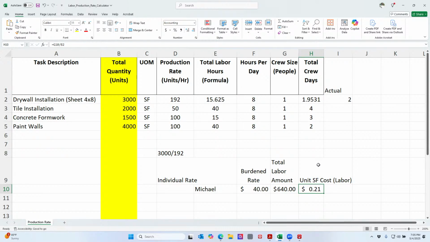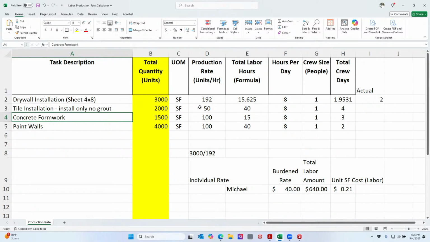All right, really simple. Okay, so let's take tile. I have 2,000 square foot of tile in this house. Let's just say this is install only, and it's no grout, because usually grout is a secondary step. So I'm going to just install it. And I'm going to say, hey, how many?